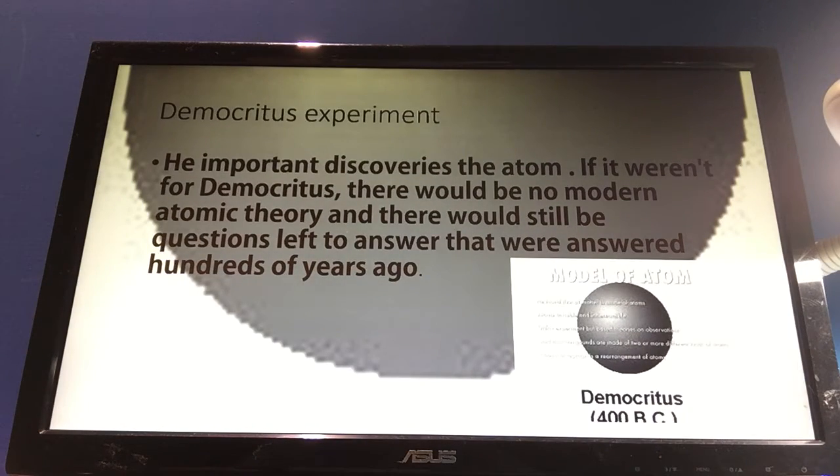His experiments. He made important discoveries about the atom. If it weren't for Democritus, there would be no modern atomic theory and there would still be questions left to answer that were answered hundreds of years ago.